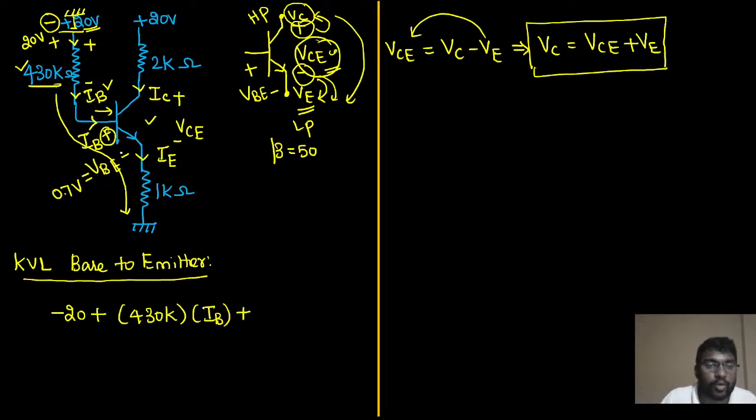From the base we go to the emitter. Base to emitter, starting polarity is plus, and the voltage dropped there is 0.7, the base to emitter voltage. Then if you observe, we are going here. Current entering point is plus and leaving point is minus, because the resistor is a passive element.